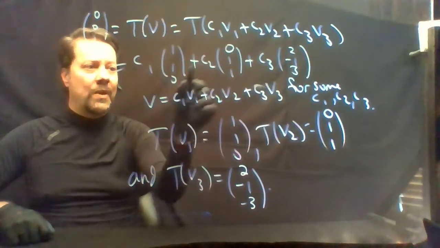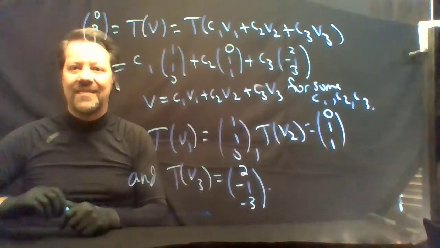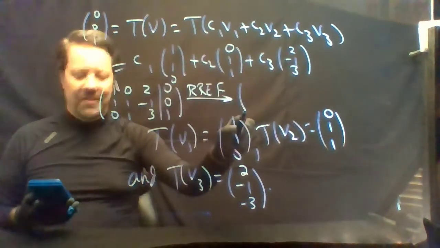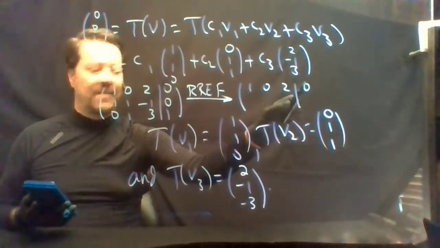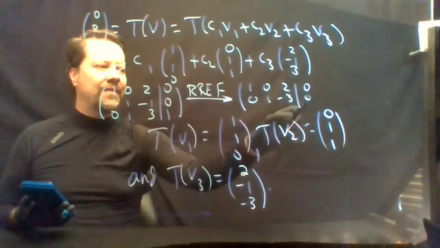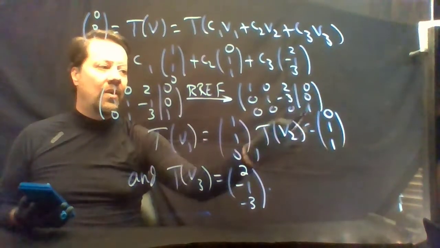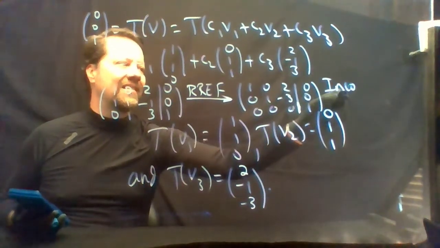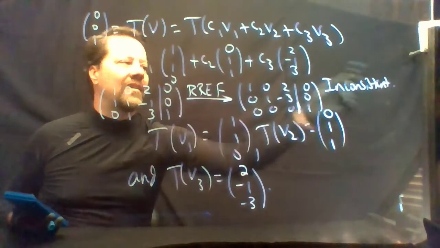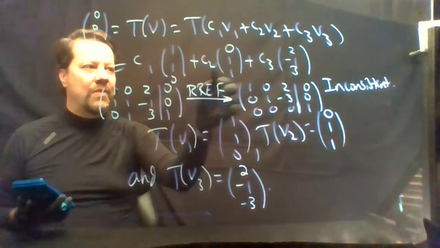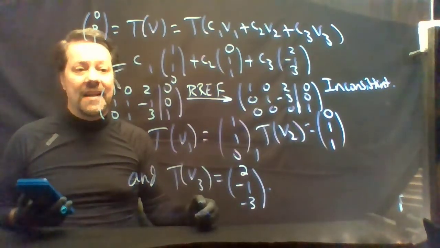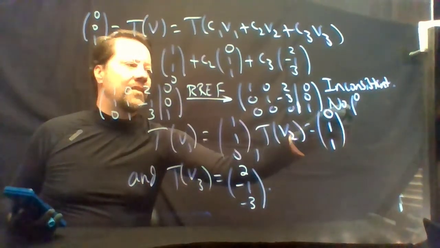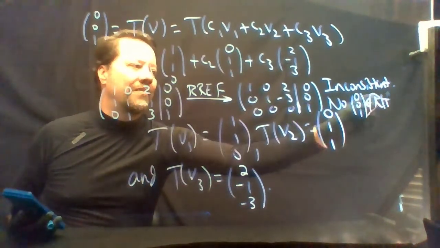Do such constants c1, c2, and c3 exist? To find out, we need to solve this system of equations. My calculator gives me 1, 0, 2, 0, 0, 1, negative 3, 0, 0, 0, 0, 1. We get the equation 0 equals 1. That's inconsistent, which means no solutions c1, c2, c3 exist. So the answer is no. 0, 0, 1 is not in the range of the linear transformation.